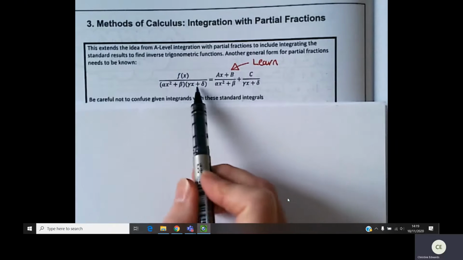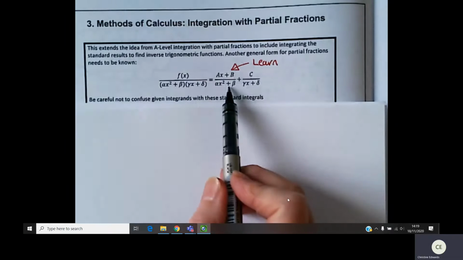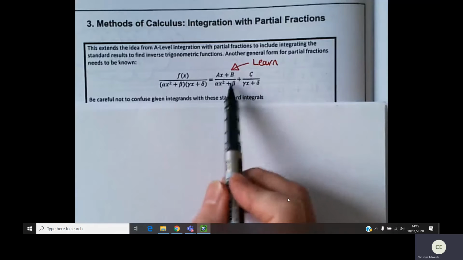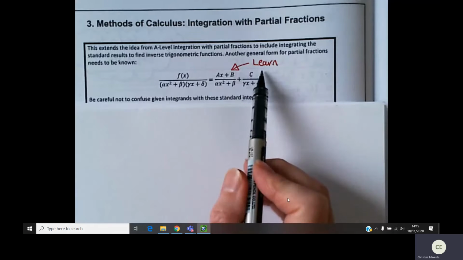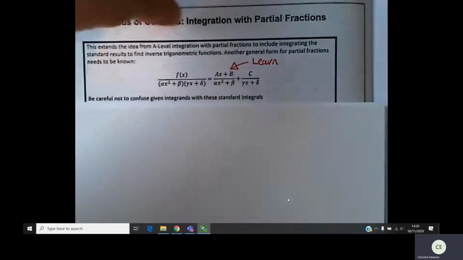You'll notice we have a linear bracket and a quadratic bracket. Now the quadratic bracket cannot be factorised, so we deal with it using this format here, and that's something that you need to learn, so add that onto your notes. So let's have a look at the examples. Question 1 I've done already, and we'll talk through the method. Let's move that up.